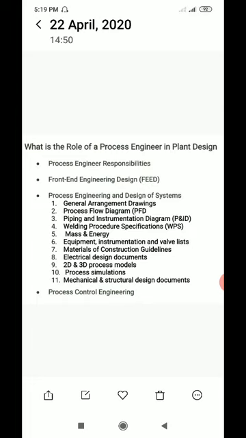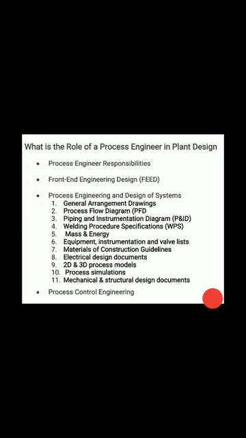Then FEED, front end engineering design. The concept stage is the first step of the plant design project. What is the problem you are trying to solve? What is the way to solve it? This is where a process engineer can step in.